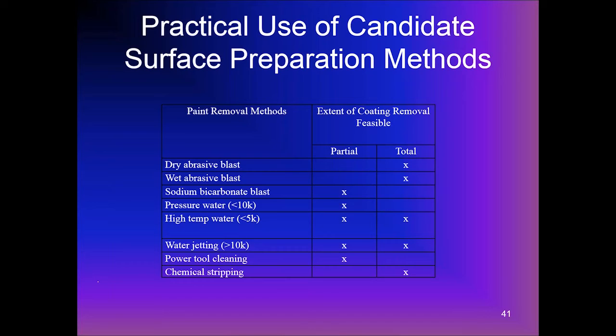would use it. Partial removal would be the sodium bicarb and the lower pressure water. The high temperature water could also be used reasonably effectively for total coating removal as well as partial removal. Same with water jetting, meaning if you move quickly enough, you can either do partial or total removal. Power tool cleaning is essentially partial removal. It's really not practical to do all coating removal with power tools. And chemical stripping, it's essentially total removal. Once you start it, you want to take all the coating off.